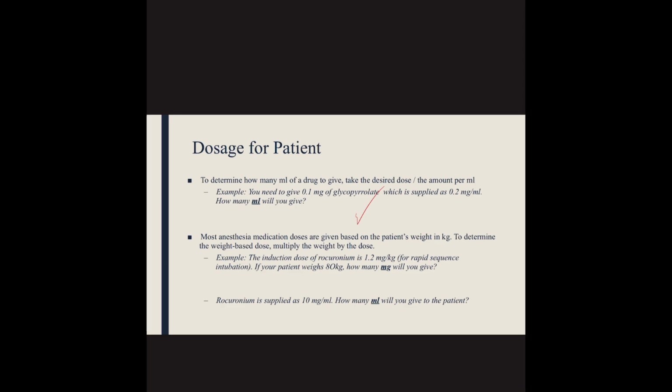The next question: the induction dose of rocuronium is 1.2 milligrams per kilogram and the patient weighs 80 kilograms. How many milligrams would you give? So in my head, I would first do 1 milligram per kilogram and know that we have 80 milligrams. But then if I want the 0.2, I understand that decimals and percentages are basically the same thing, so I could just do 20% of 80 kilograms, which still sounds confusing.